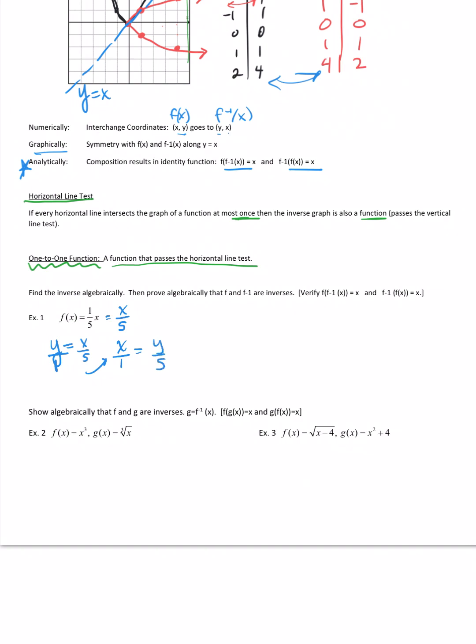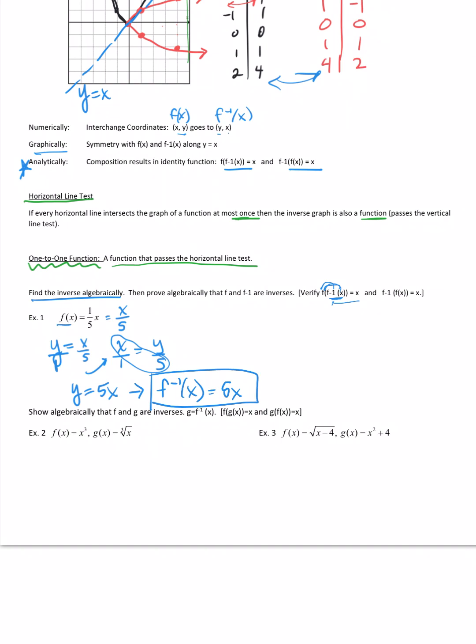Now my job is to solve for y. Well, if it's a proportion, I can just cross multiply. So then y equals 5x. In inverse notation, what we say is f of -1, that indicates the inverse of the original function, is 5x. All right? Now, that's the first part. Find the inverses algebraically. Then prove that they are inverses. Now, notice what's happening here. I'm just making a composition. I'm putting the inverse function into the original, and when I solve it, it should come out to be x. So let's see what happens.